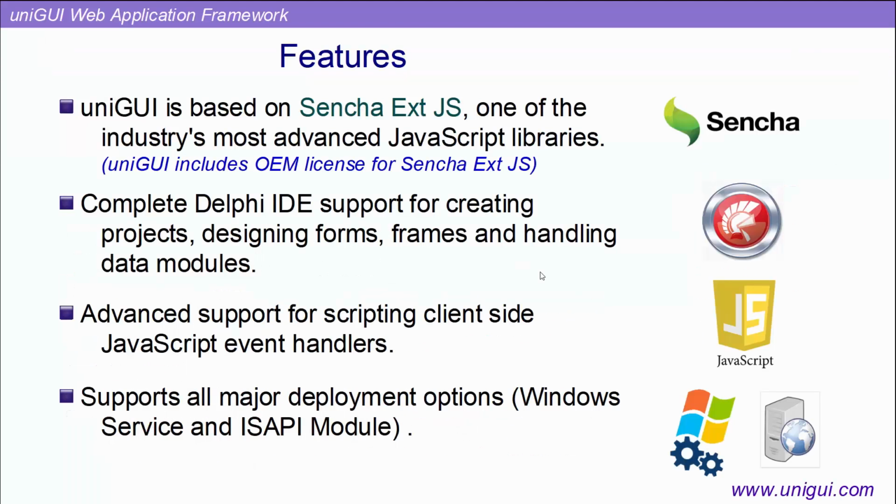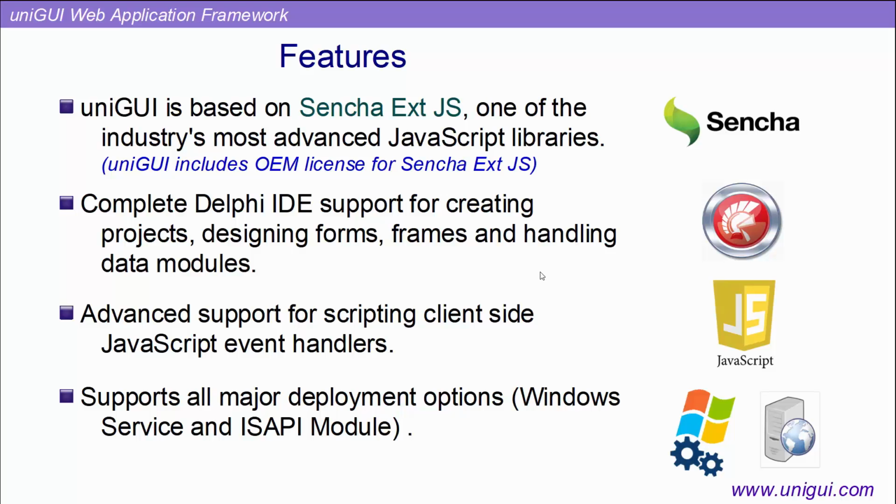Also, I want to state that each UniGUI license comes with an OEM license of ExtJS. So there is no need to acquire a separate license for ExtJS. UniGUI is an all-in-one package which includes all tools you need to create web applications with an elegant user interface. As I stated on the previous page, UniGUI is completely integrated into the RAD Studio IDE, and you can start developing, compiling, debugging, and deploying web applications right after installing UniGUI.